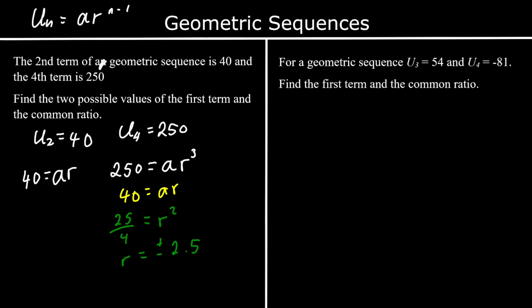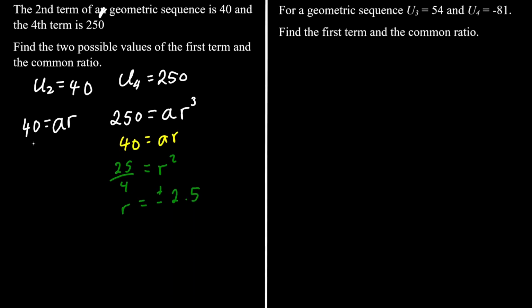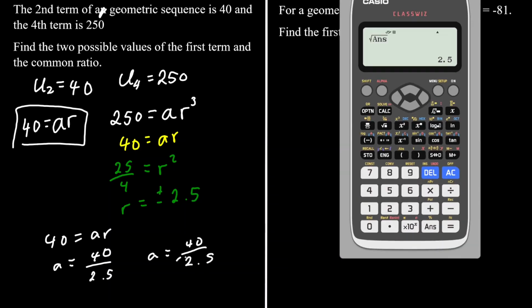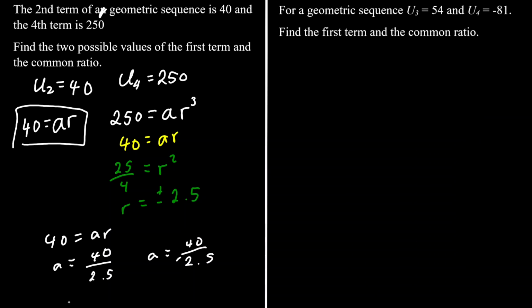What are the two possible values of the first term? What could a be? So let's use 40 equals ar. If r is 2.5, it'd be 40 over 2.5. If r is negative 2.5, it'd be 40 over negative 2.5. So 40 over 2.5 is 16. So a could be 16, or a could be negative 16.